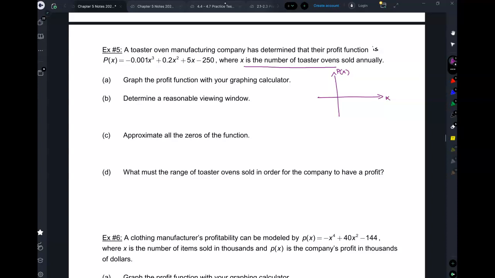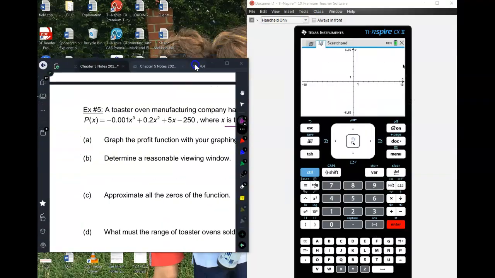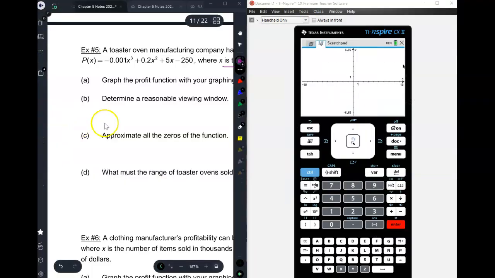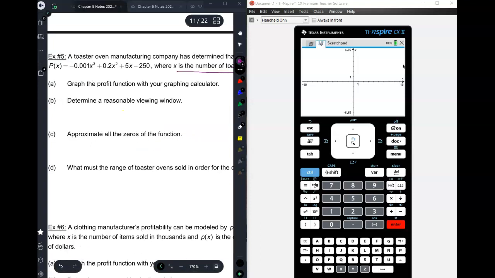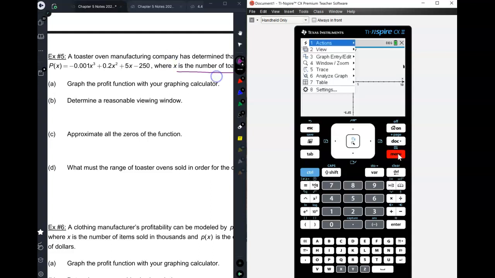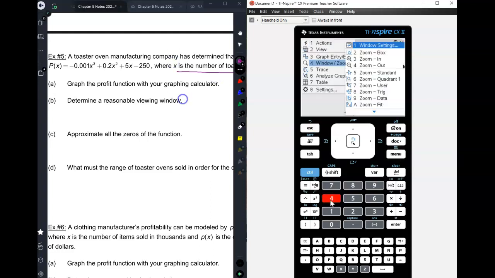In this problem, what does it stand for? Profit. This is the number of ovens sold. This is the profit. You need that in order to determine a proper graphing window. So if we're selling the ovens or whatever, let's go to menu, window zoom number 4, window settings.